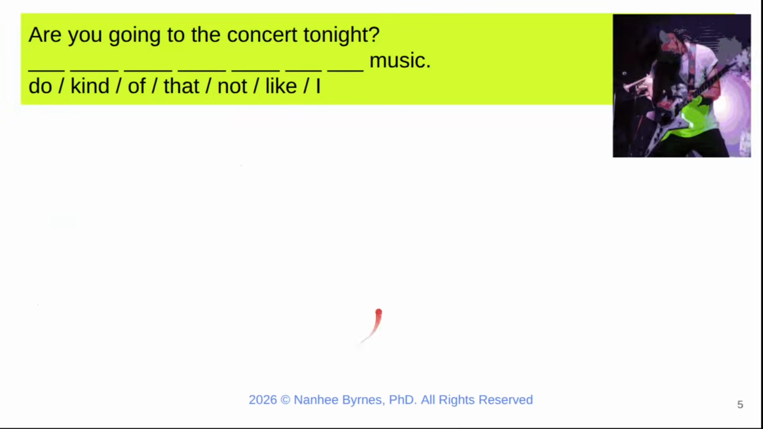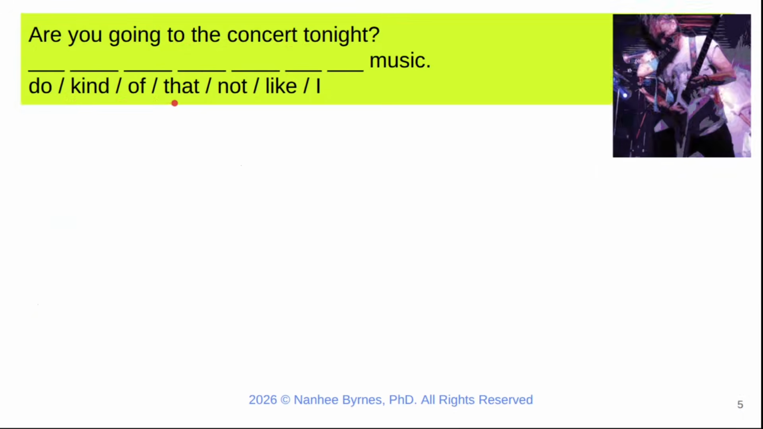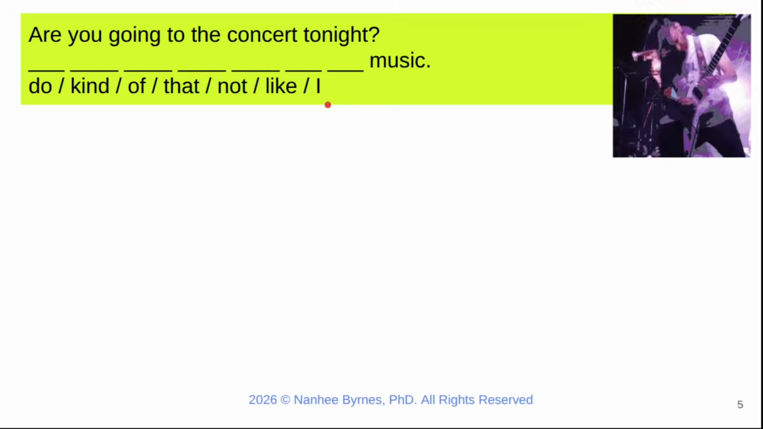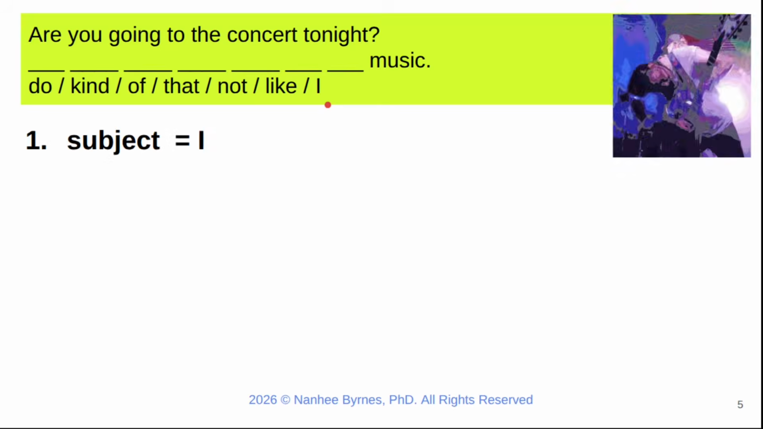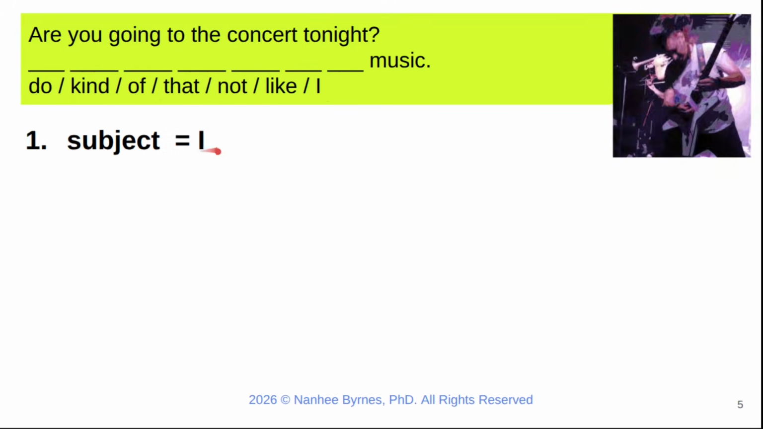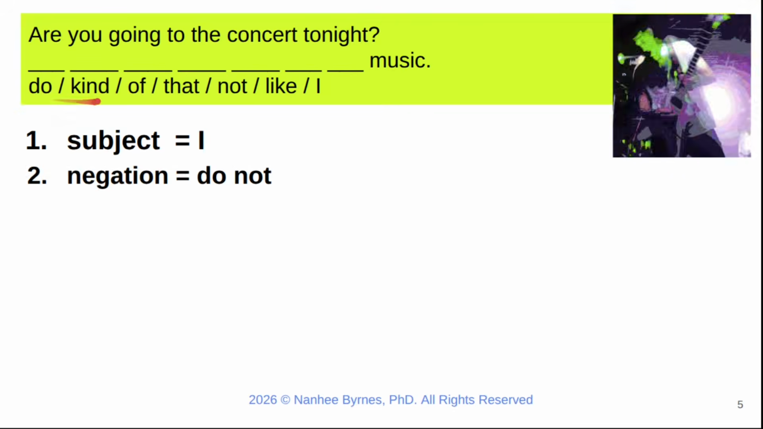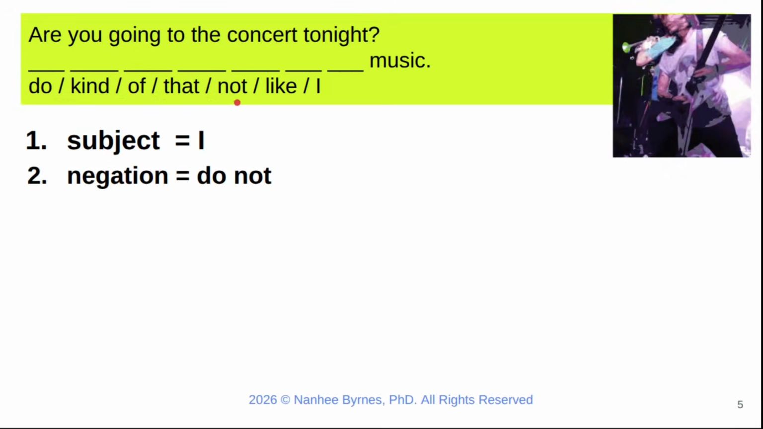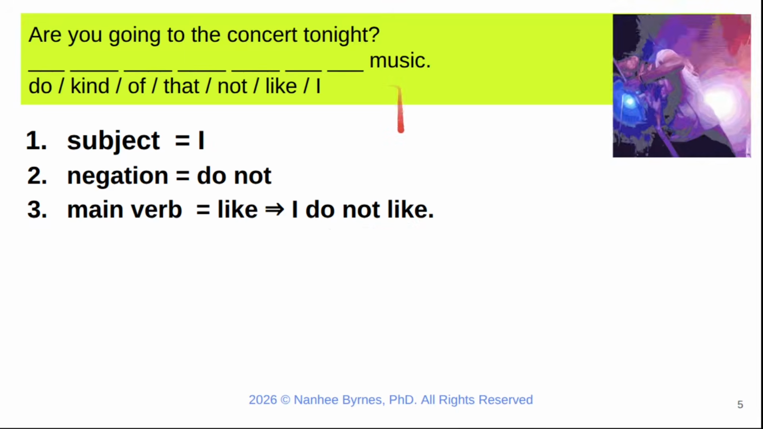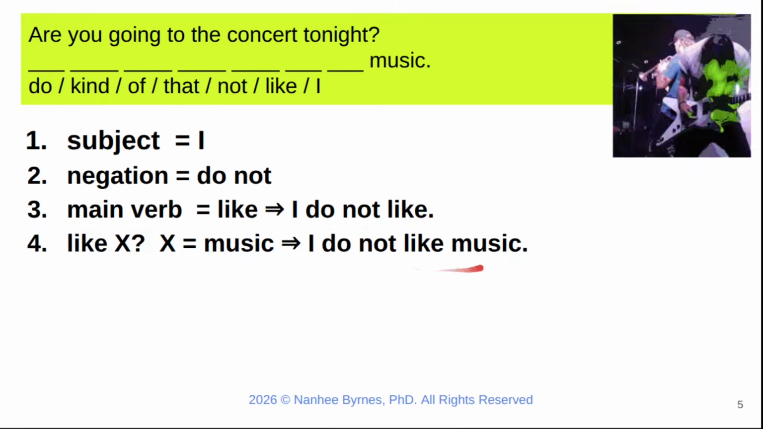Question 1. Are you going to the concert tonight? Do, kind, of, that, not, like, I. This is a statement that answers a question about you, so it should begin with I. For negation, we use do not because like is a regular verb, so we start with I do not like. Next, answer like what? The answer is music, giving us I do not like music.